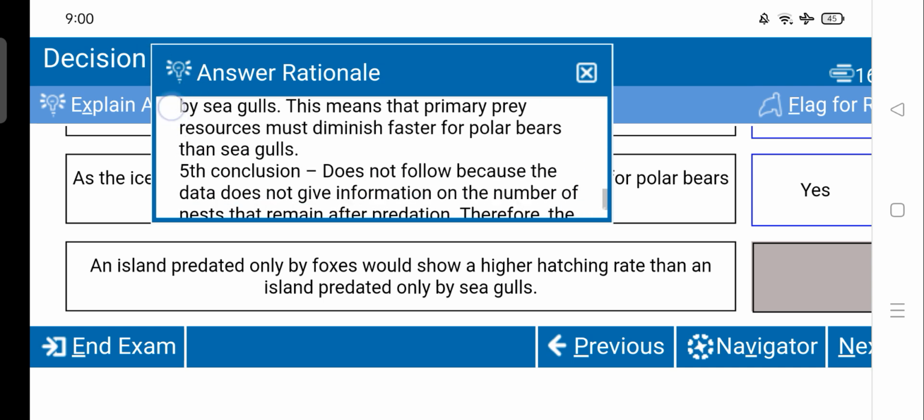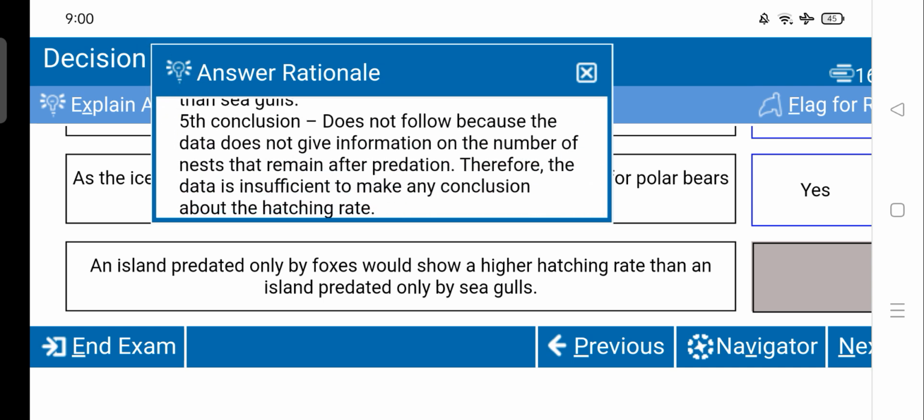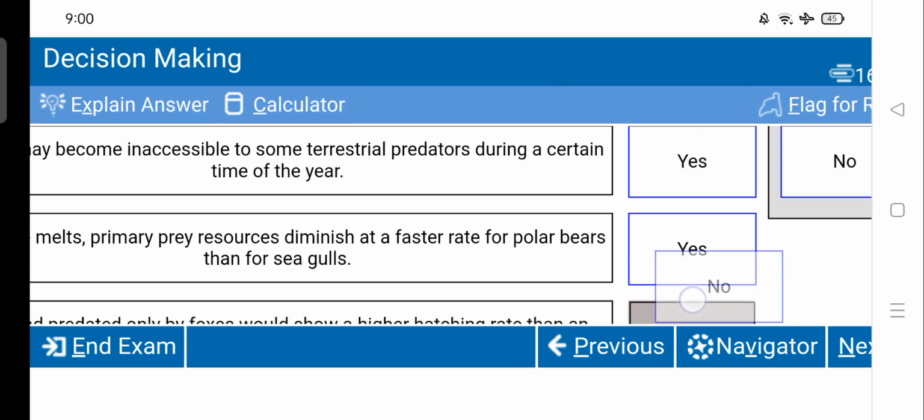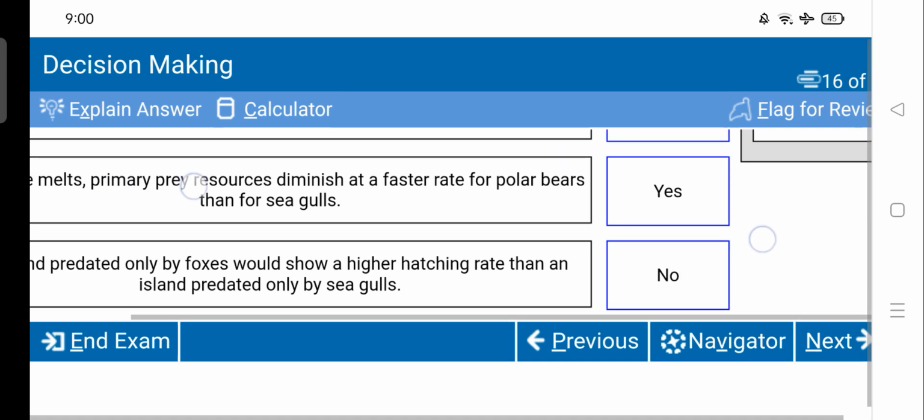So the last conclusion, it does not follow because the data does not give information on the number of nests that remain after predation. Therefore, the data is insufficient to make any conclusion about the hatching rate. So we will place a no in front of this conclusion.